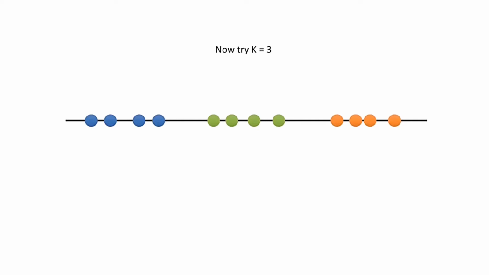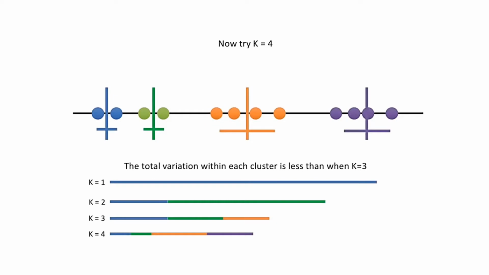The total variation within each cluster is less than when k equals 3. Each time we add a new cluster, the total variation within each cluster is smaller than before. And when there is only one point per cluster, the variation is equal to 0.